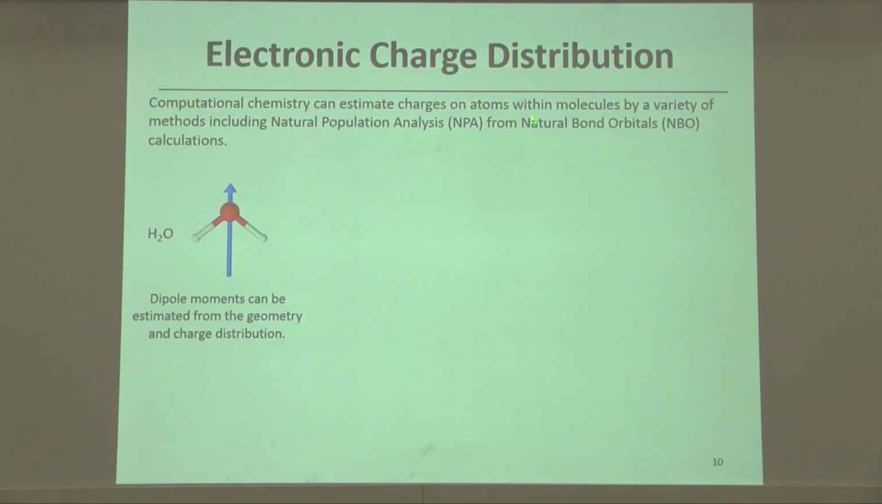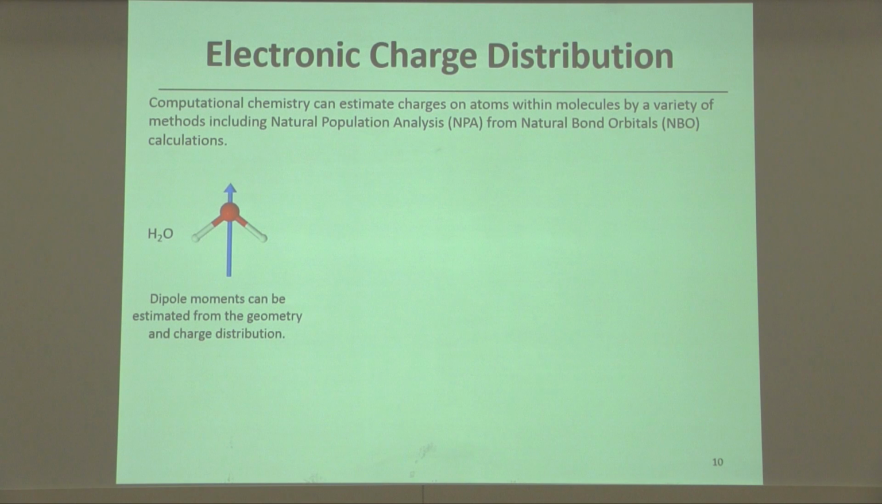The calculation that I'm going to be looking at is something referred to as natural population analysis, which is part of a natural bond orbitals calculation. NBO theory was developed here at the University of Wisconsin by Frank Weinhold, and we're going to be using it throughout the course in Chem 344 whenever we want to look at any molecular orbitals, or we want to look at the charge distribution in a molecule, because it provides us this nice natural population analysis.